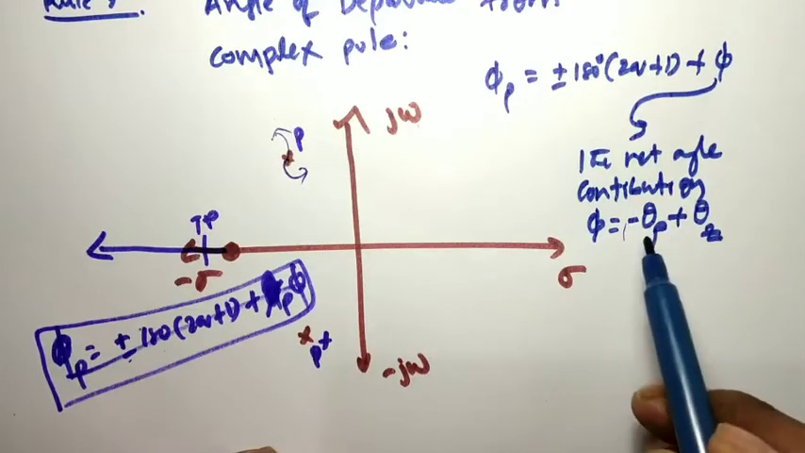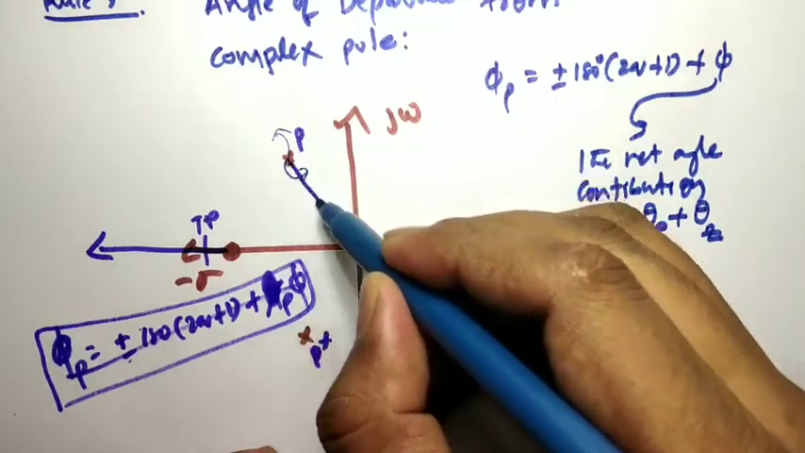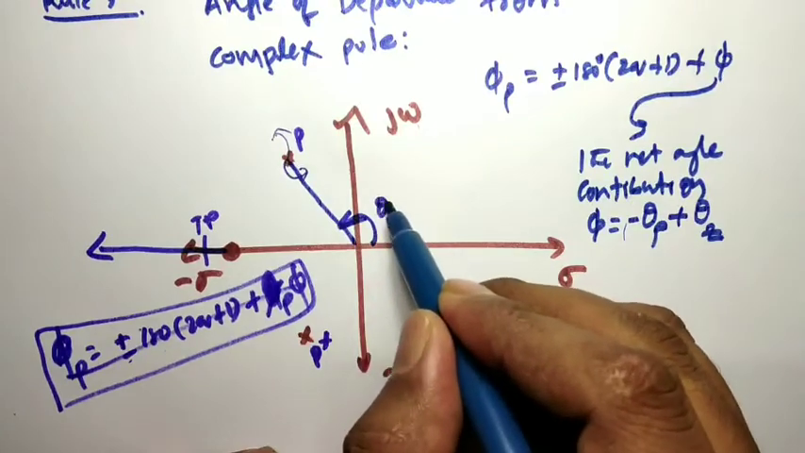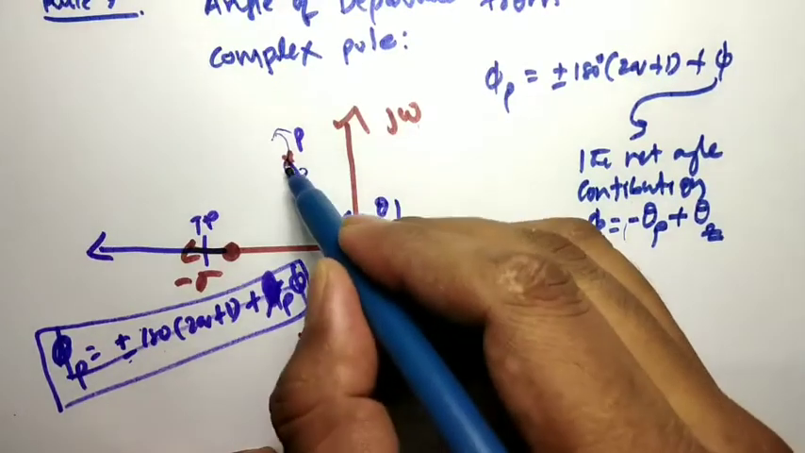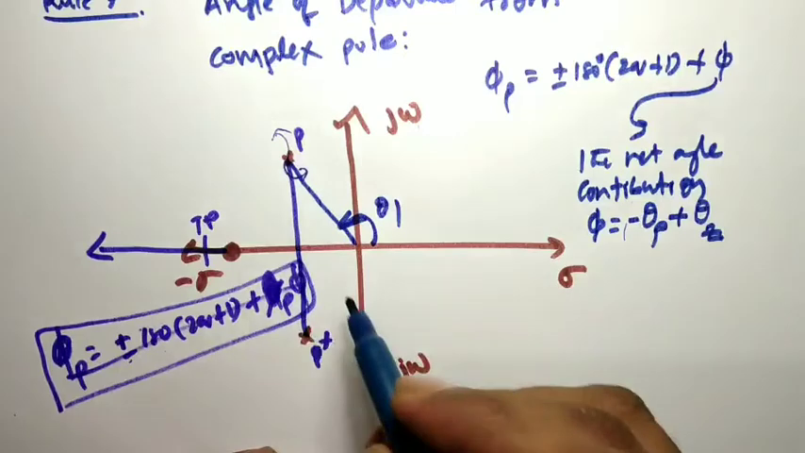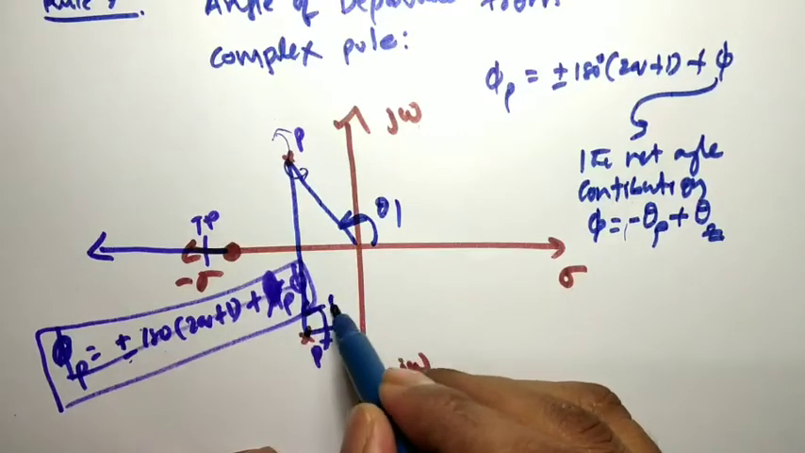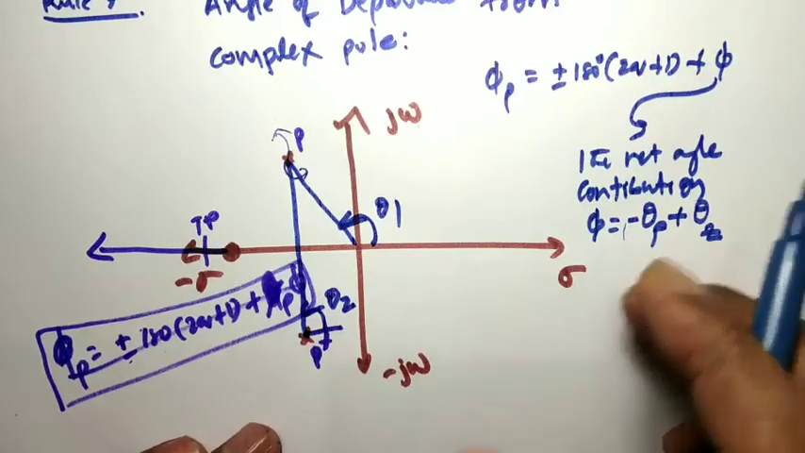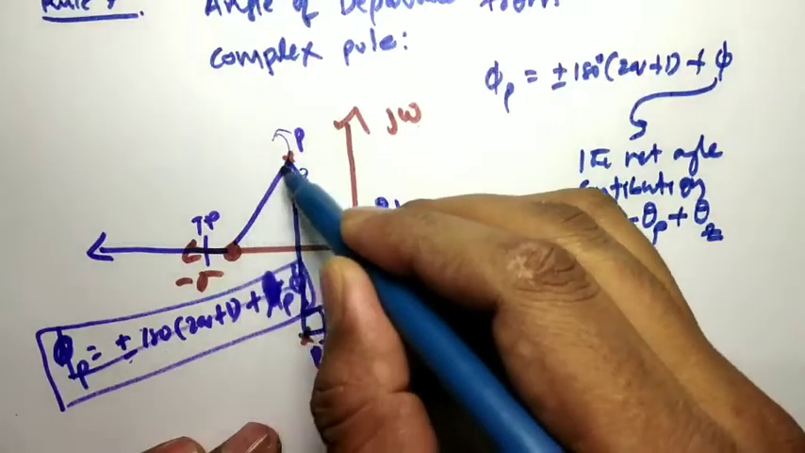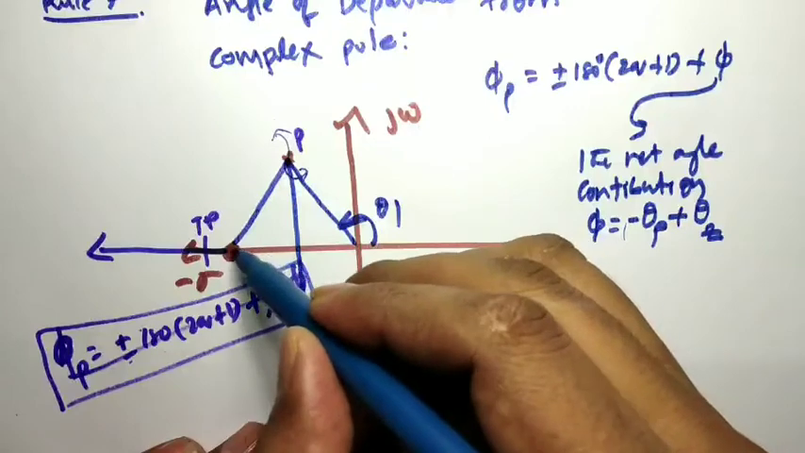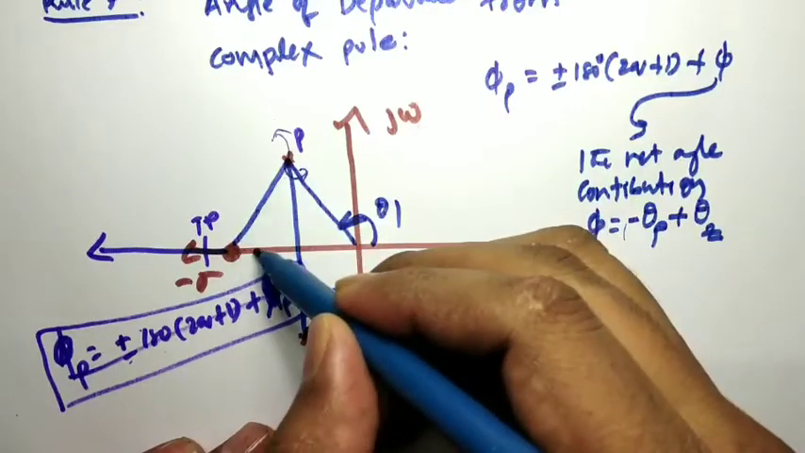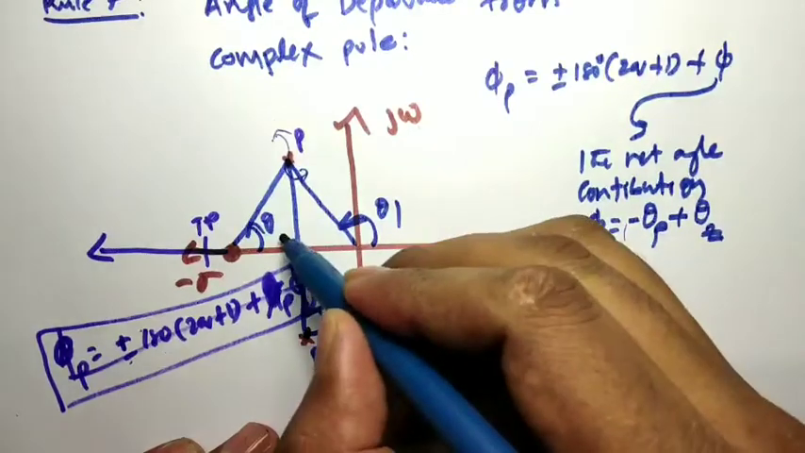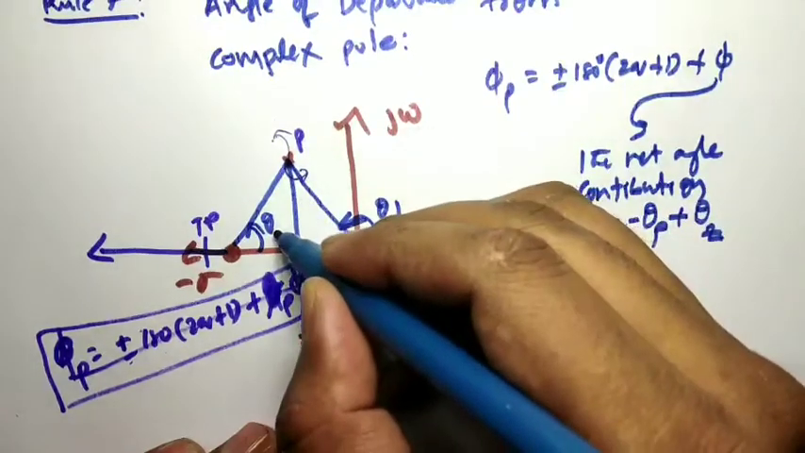How do we find the total contribution by poles? You can draw a line here, which I note as theta 1, and another line here, which is theta 2. Then I draw another line or vector from this one. This one is theta, so you can write theta 1.